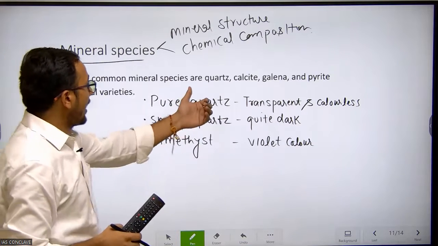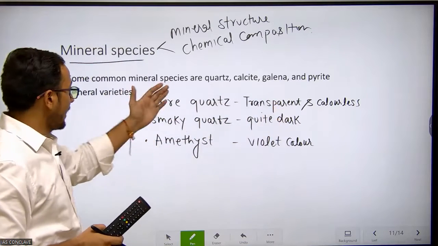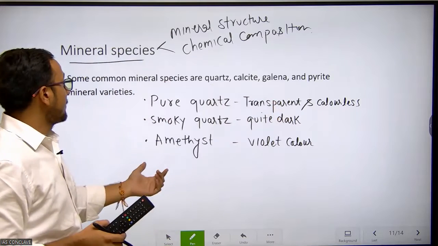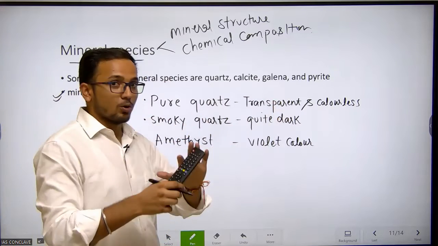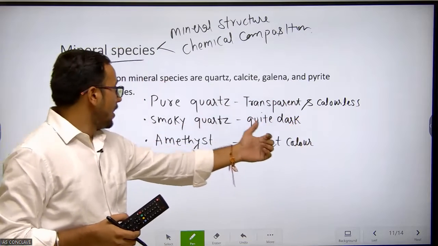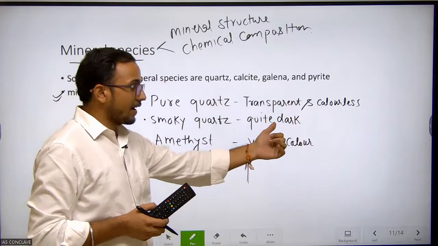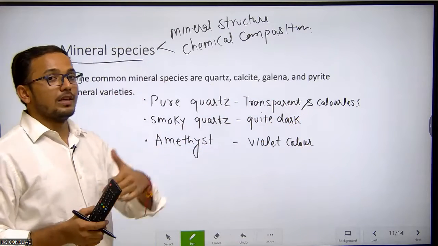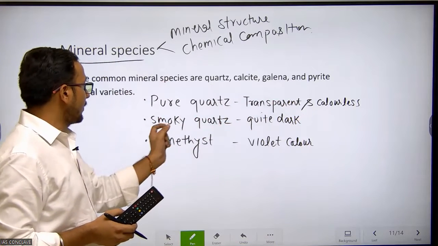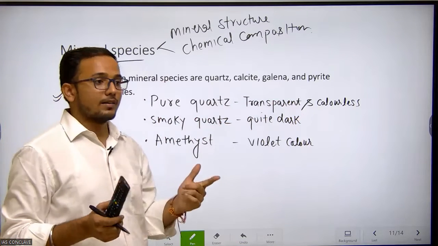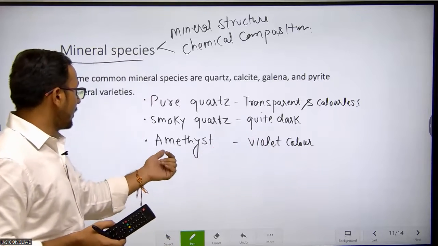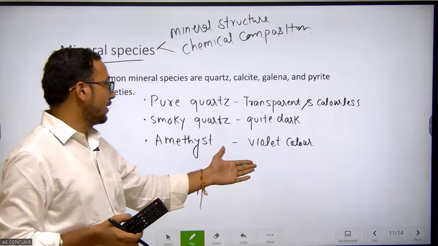In the quartz mineral species, there are various varieties of quartz, like pure quartz, smoky quartz, and amethyst. If you look at pure quartz, you will see a transparent and colorless appearance. Whenever there are impurities of aluminium in the quartz, it looks quite dark, and that's why we call it smoky quartz. When there is iron present, the quartz is called amethyst, and this has a violet color appearance.